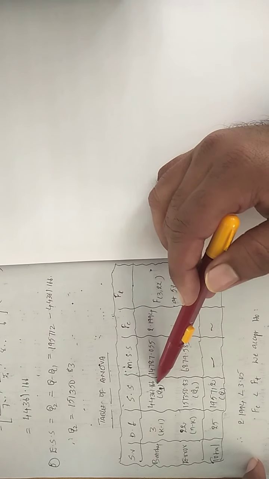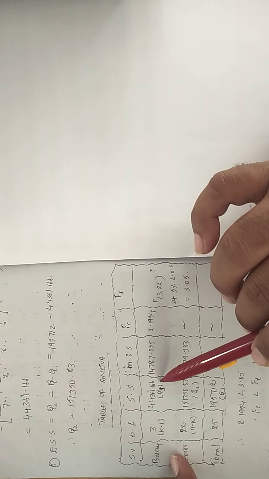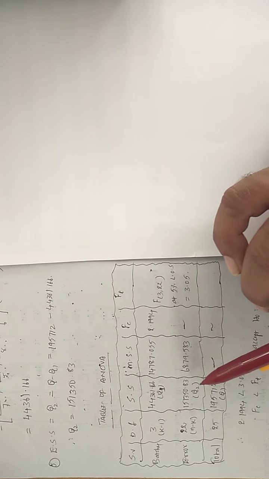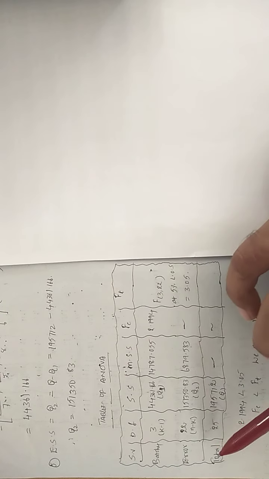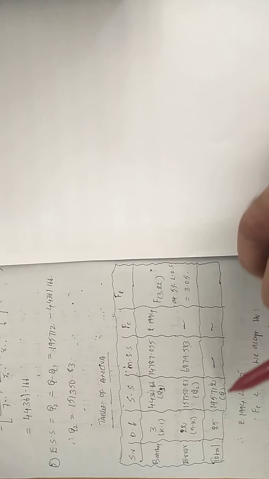Now the sum of squares. All this information is also provided. So first, the sum of squares, what you got: Q1, that information. Next Q2, that information. The total is the bigger value, hence you put the Q value here.